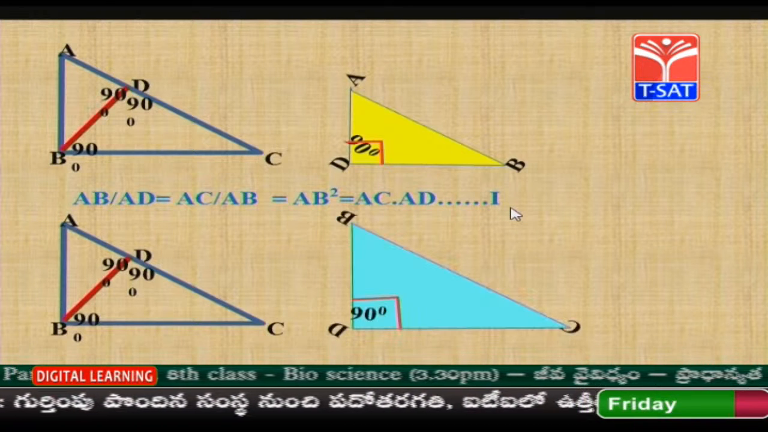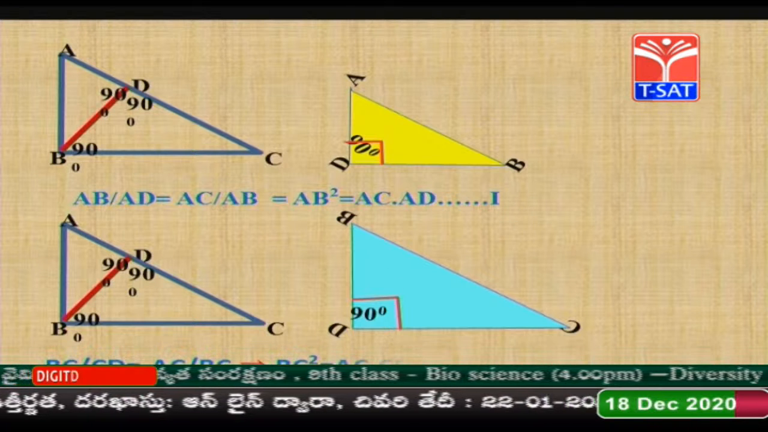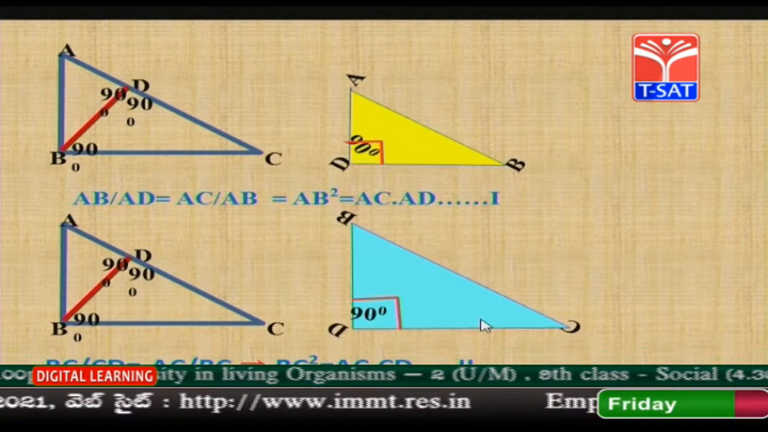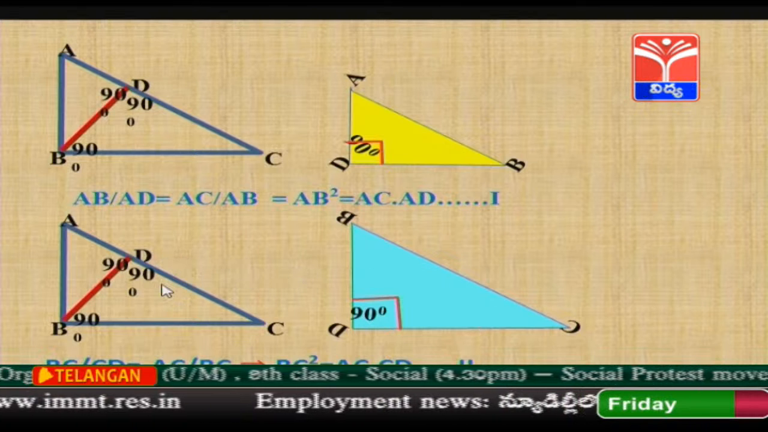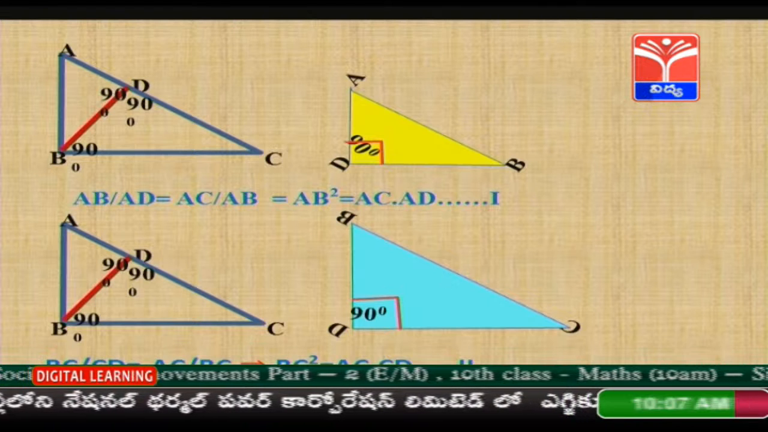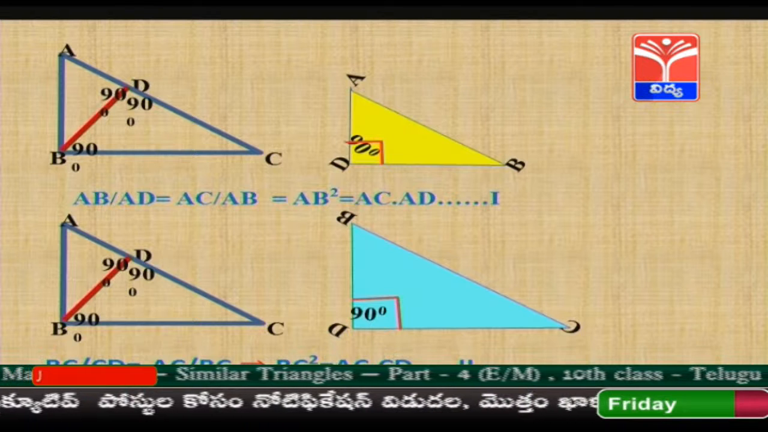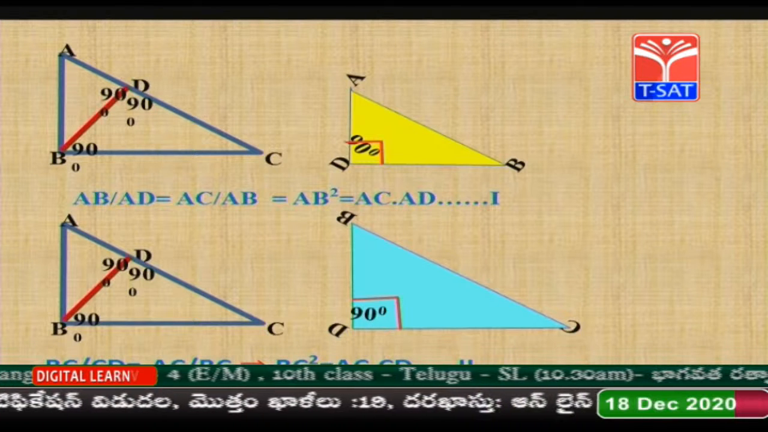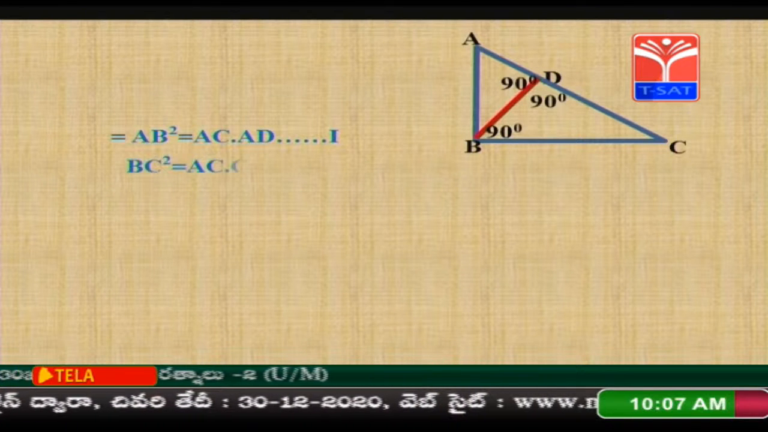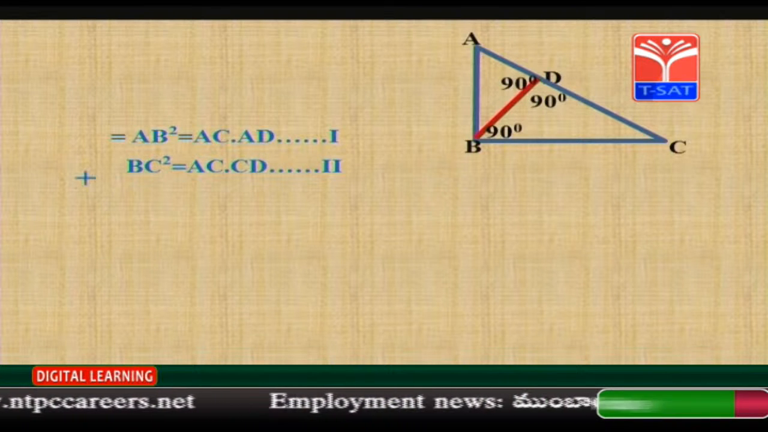I am comparing here the corresponding sides BC by CD. See, BC is the adjacent side of this triangle and CD is the adjacent side of this triangle. Now, AC is the hypotenuse of this triangle and CB is the hypotenuse of this triangle. See, I compared these two and I cross multiplied. BC into BC, BC square, is equal to AC into CD. This is the second equation. Now, we get AB square is equal to AC into AD and BC square is equal to AC into CD. These two equations I am adding up.